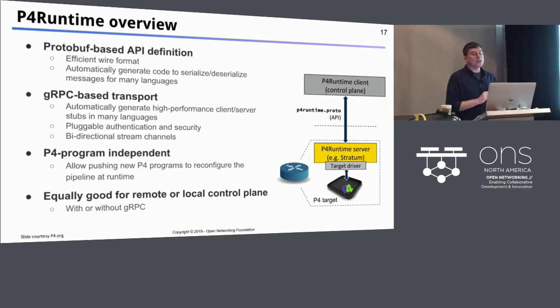And it's equally good to be used in a scenario like a remote control plane, an SDN-style remote control plane, or a local control plane. And that's because you have two things. You have the protobuf-based API definition, then you have the gRPC transport. But no one is forcing you to use the gRPC transport. If you decide to implement a switch-local control plane, you can find other ways to have your switch-local control plane communicate with the P4Runtime server on the device.